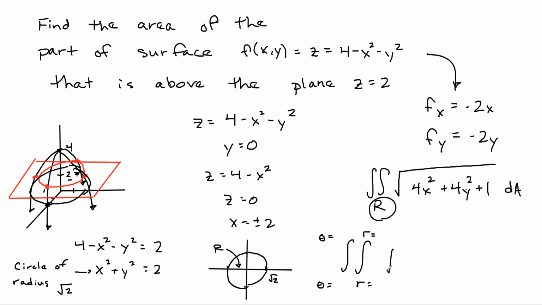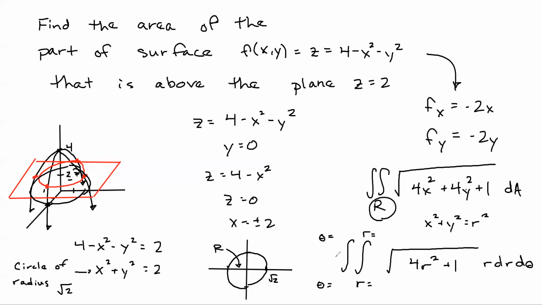We want to convert this into polar coordinates. Since we have x squared plus y squared in the problem, you can use x squared plus y squared equals r squared to convert this into 4r squared plus 1. The dA becomes r dr d theta.